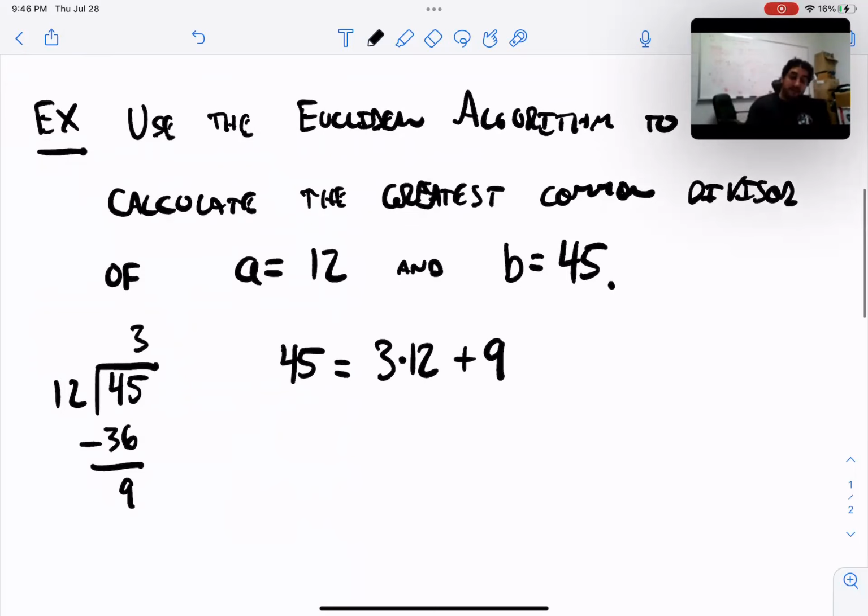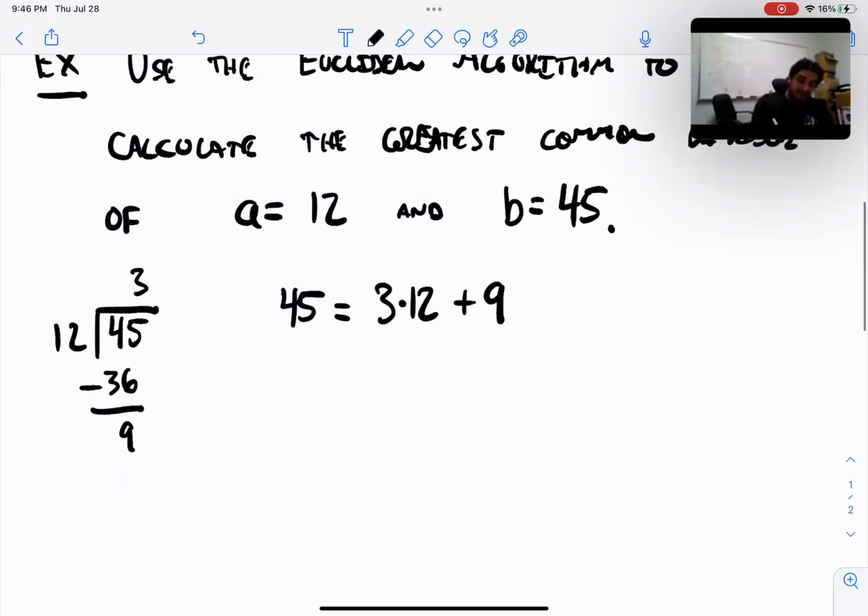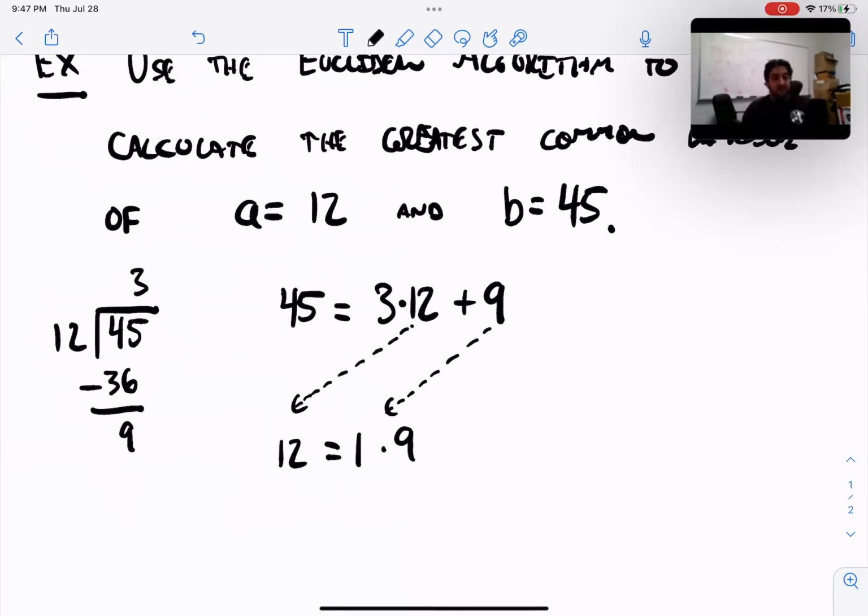Now, repeat this. Do long division over and over again, except on your next step, have your numbers take one step to the left. And what do I mean by one step to the left? Your old divisor of 12 becomes the new dividend. Your old remainder of 9 becomes the new divisor. And now do the division again. So what is 12? 12 is 1 9 with 3 left over.